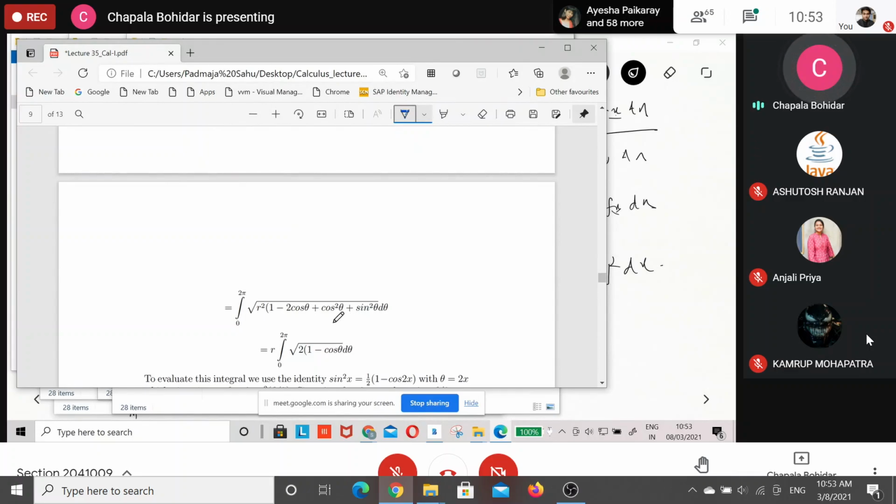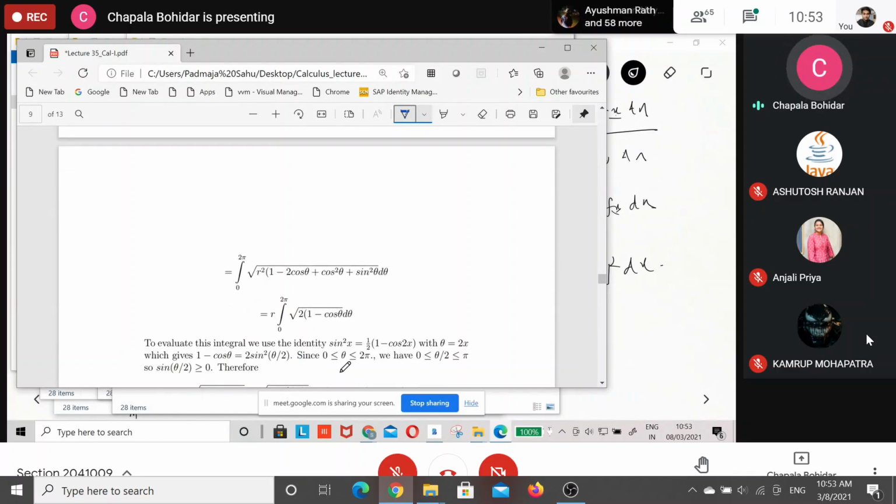It is your 1, 1 plus 1, 2. To take out 1 minus cos theta, here it is written, solving 1 minus cos theta. You know sin square theta is equal to 1 minus cos 2 theta divided by 2. You know it is?